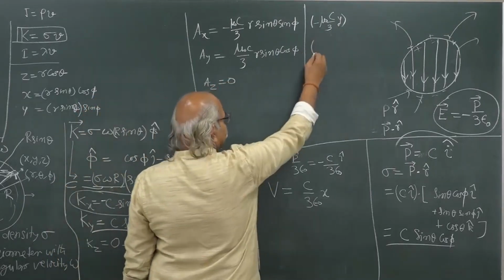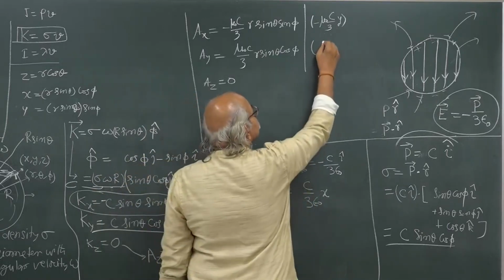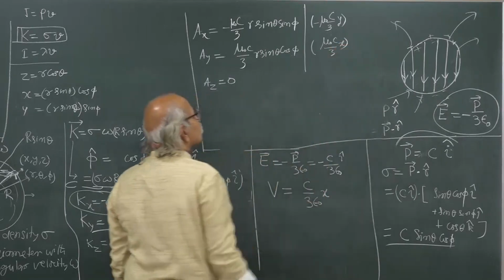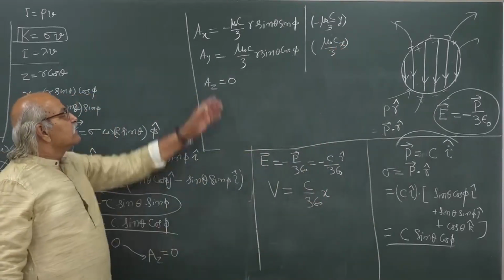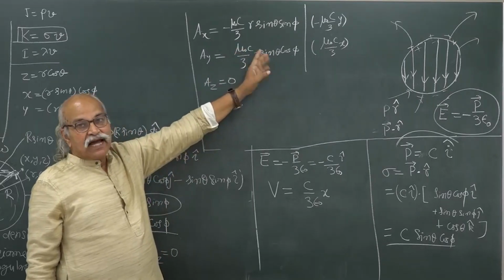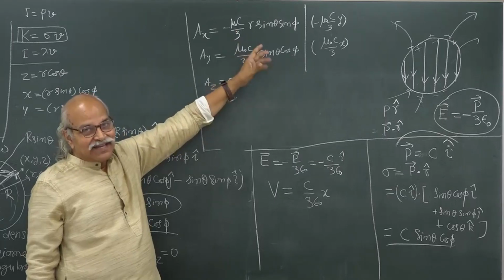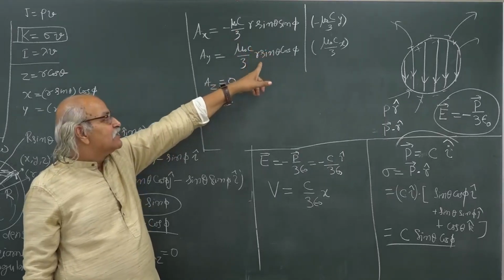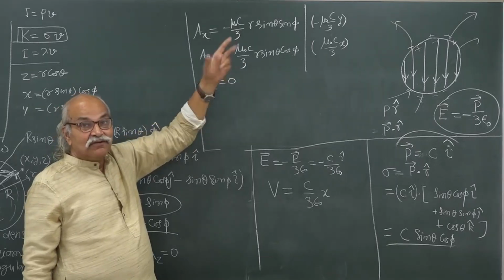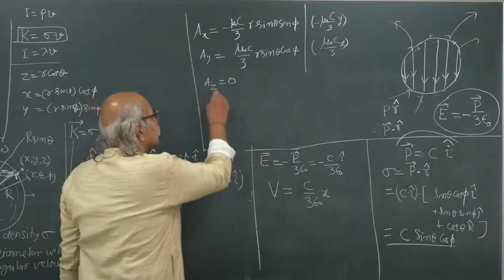And in terms of Cartesian coordinates, it will be mu naught c by 3, and then x. So, you can write it this much i cap plus this much j cap, but here you are using r, theta, phi and also i cap, j cap, and we have to finally write the magnetic field, which is curl of A. So, it is easier to use these expressions.